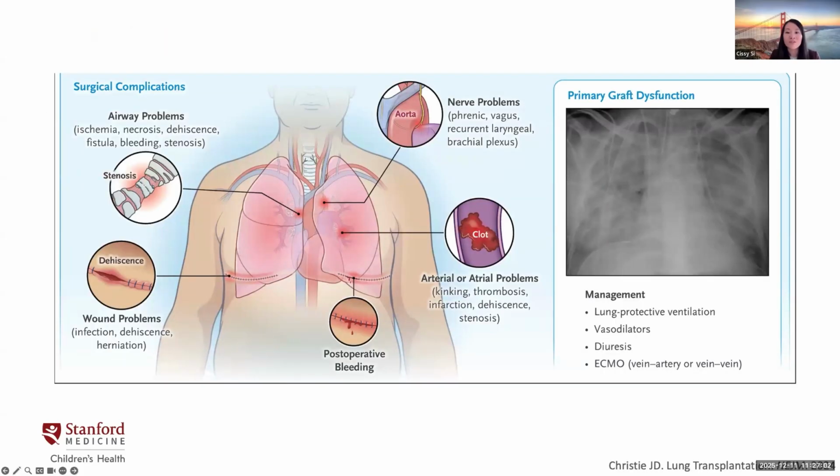In the early postoperative phase, most of the complications are surgery related, including things like airway issues with dehiscence, stenosis, and development of bronchomalacia. There can be sternal wound healing issues. It is not uncommon to have some degree of recurrent laryngeal and phrenic nerve paresis, which can lead to vocal cord paresis and diaphragmatic paresis. And from a graft standpoint, we are constantly monitoring for development of primary graft dysfunction.